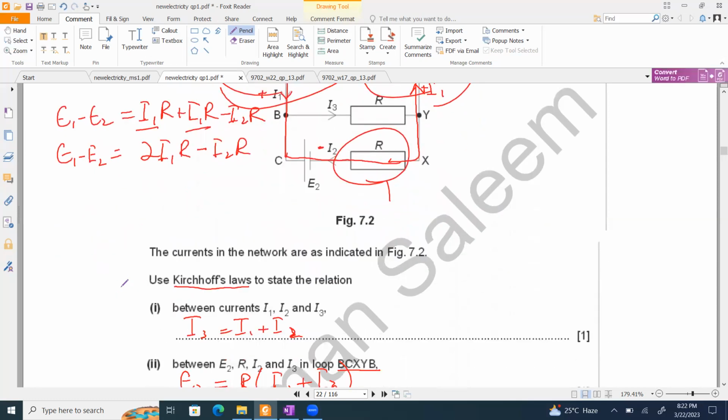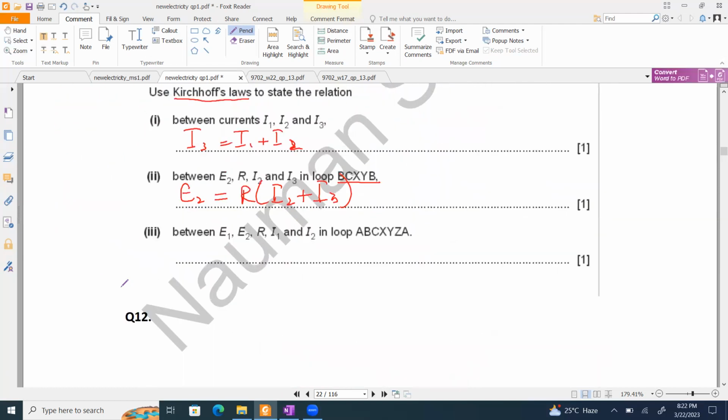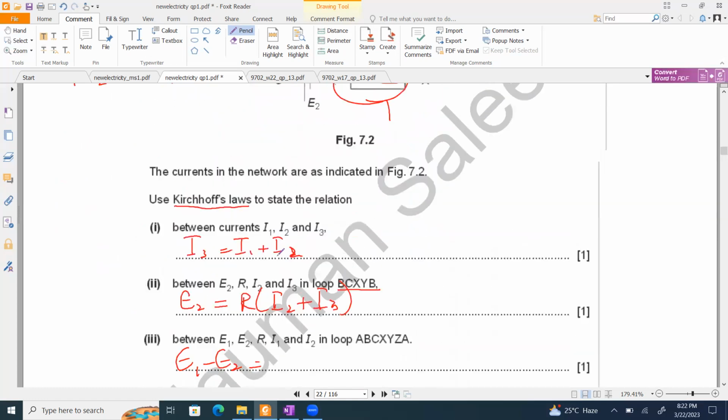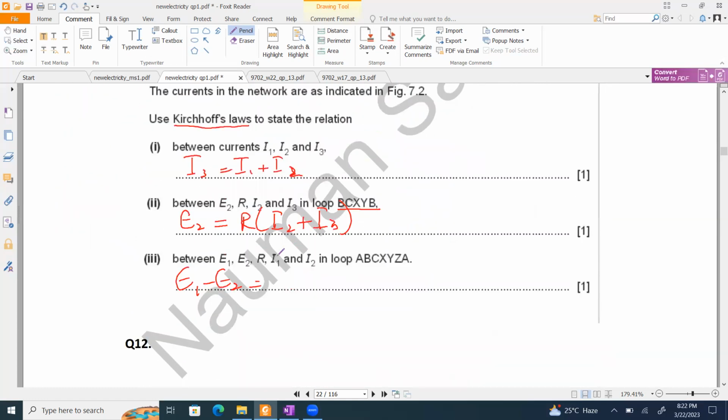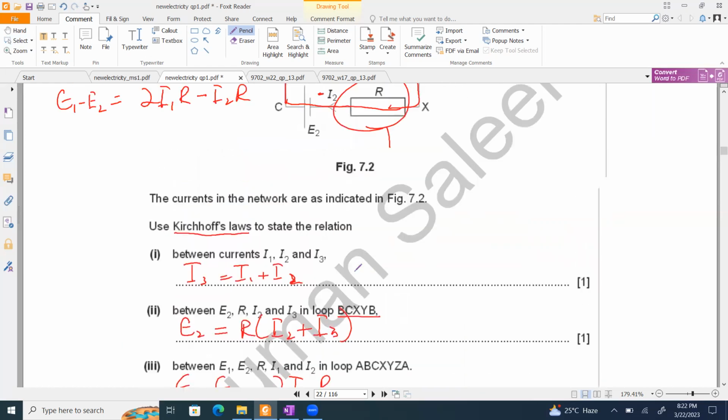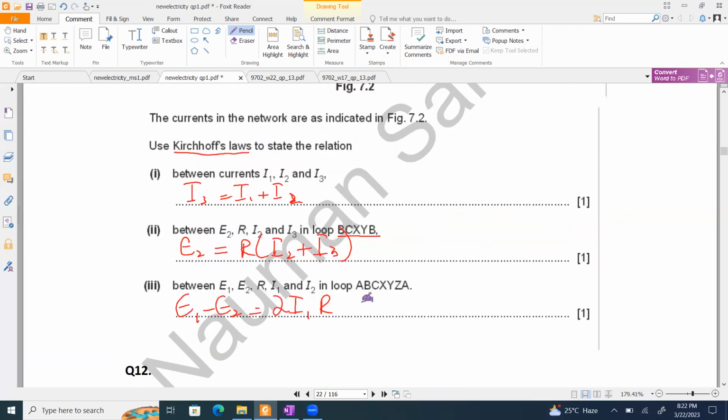Or even you can take R common as well, right? So E1 minus E2 equals 2I1R minus I2R. I hope you understand it, right?